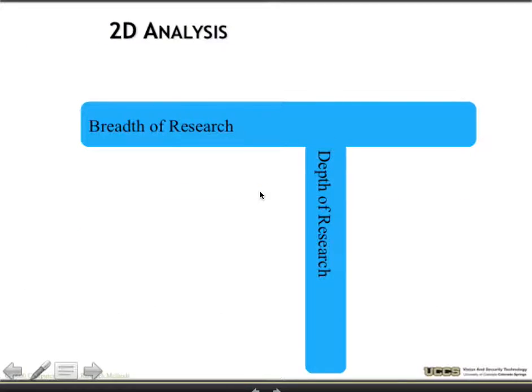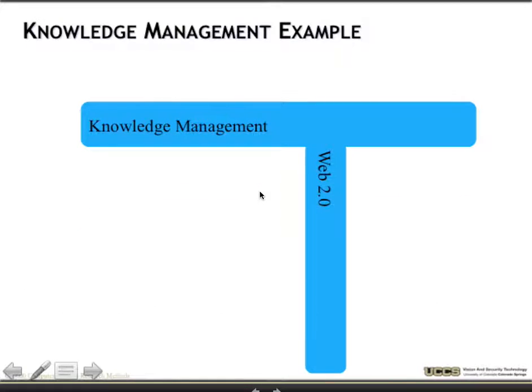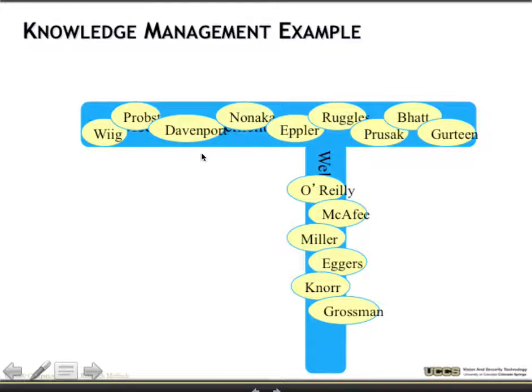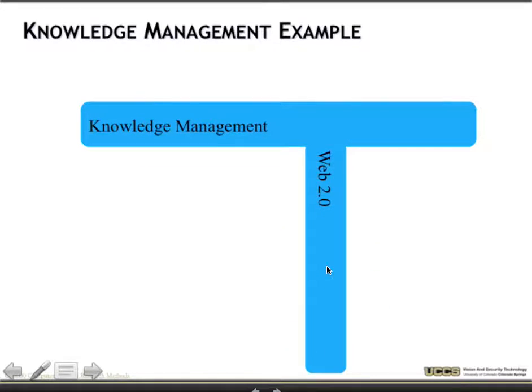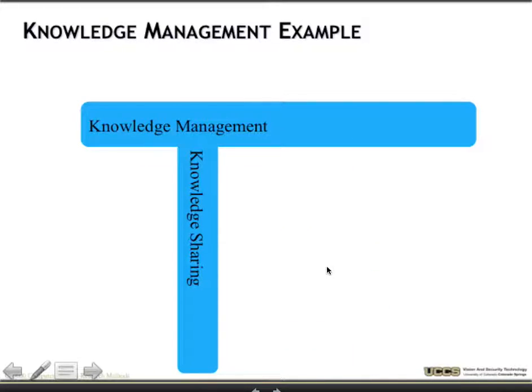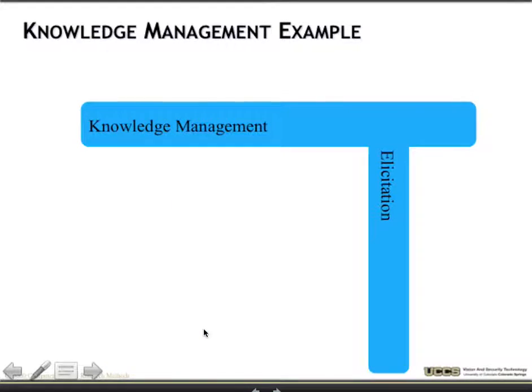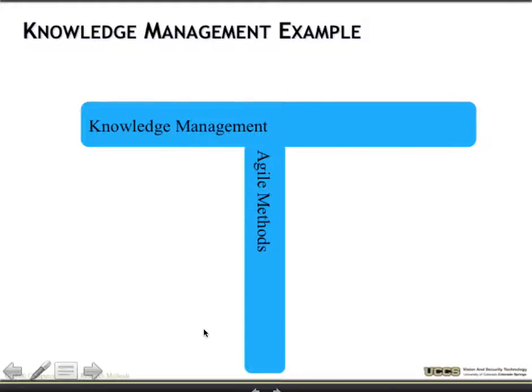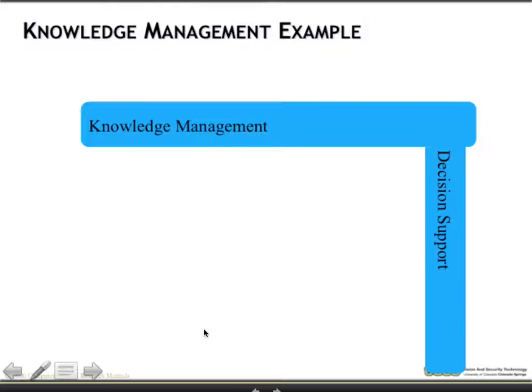And then, of course, we got to come back to the depth of the research. So the depth might be choosing one sub-area, like Web 2.0. And when you're looking at things, you might end up with a bunch of references. You get some set of references that are crossing the breadth, and then more and more references that are going deep in your area. Of course, different sub-areas, if I was in knowledge sharing or knowledge maps or elicitation, agile methods, any of these could end up being this.